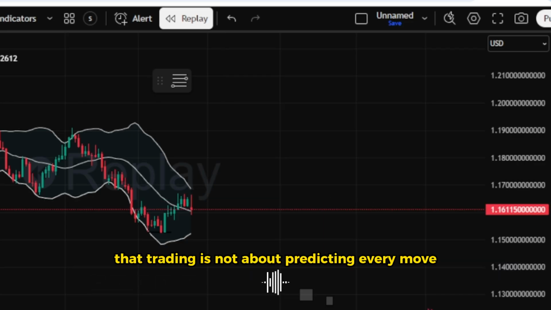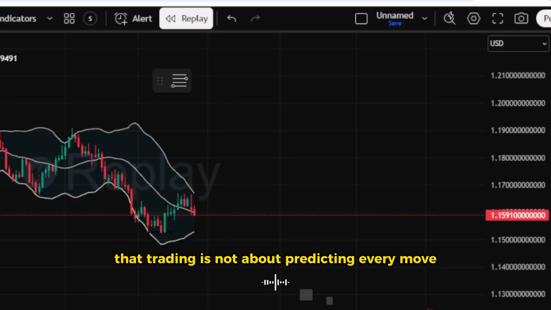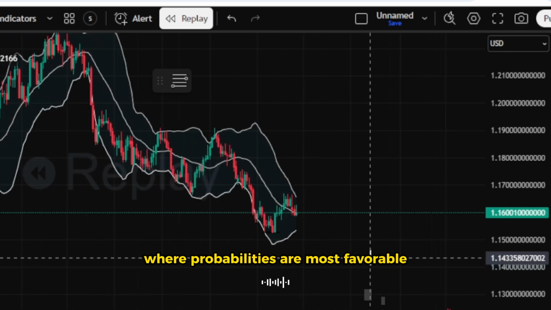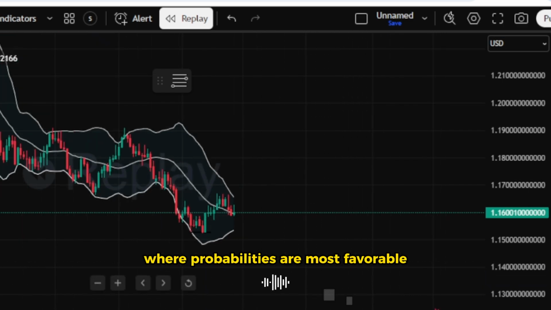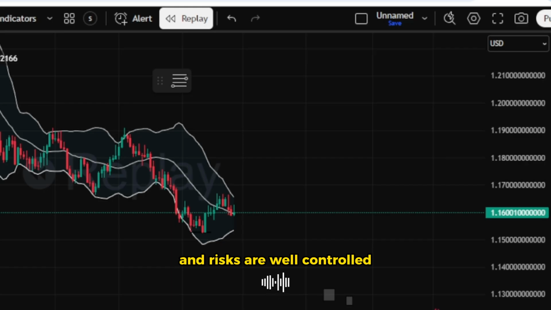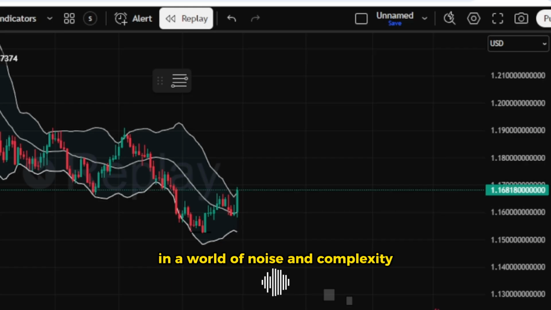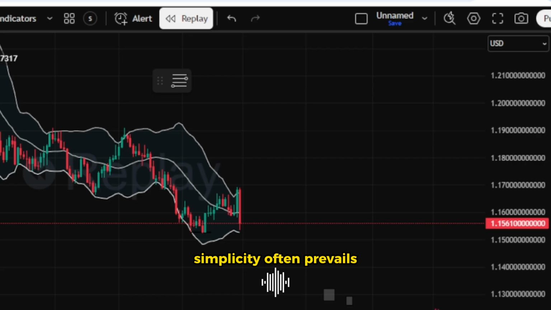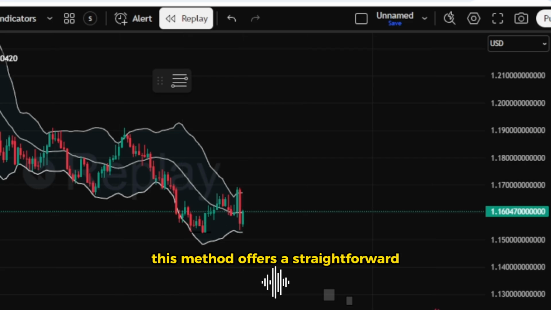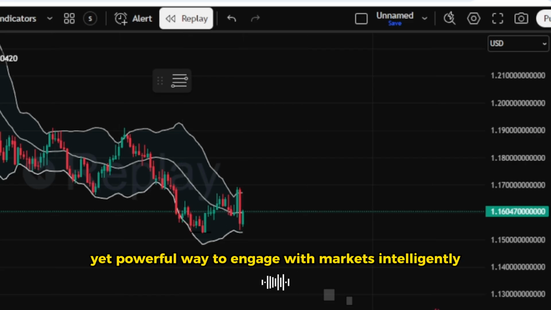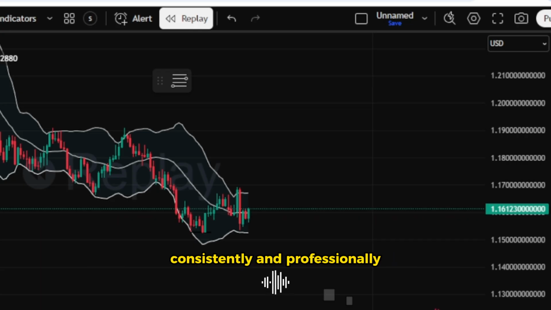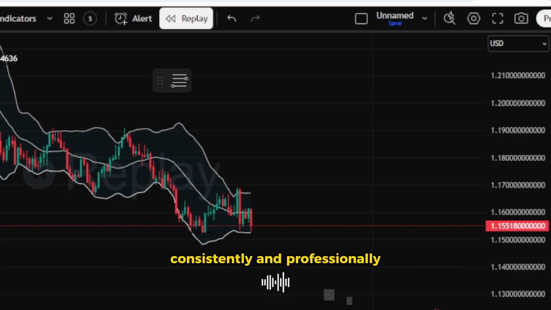They understand that trading is not about predicting every move, but about positioning oneself where probabilities are most favorable and risks are well controlled. In a world of noise and complexity, simplicity often prevails. This method offers a straightforward yet powerful way to engage with markets intelligently, consistently, and professionally.